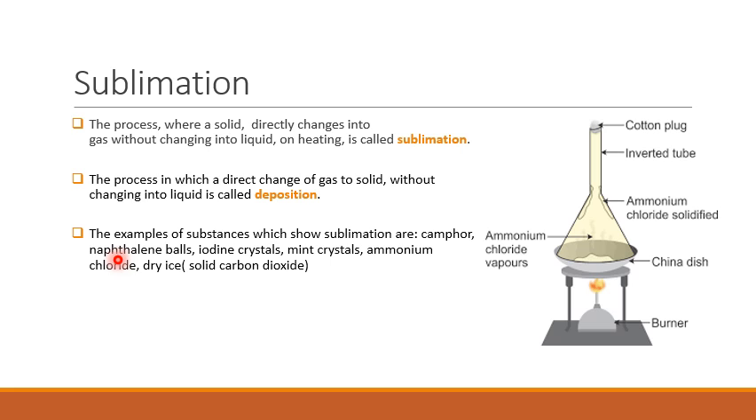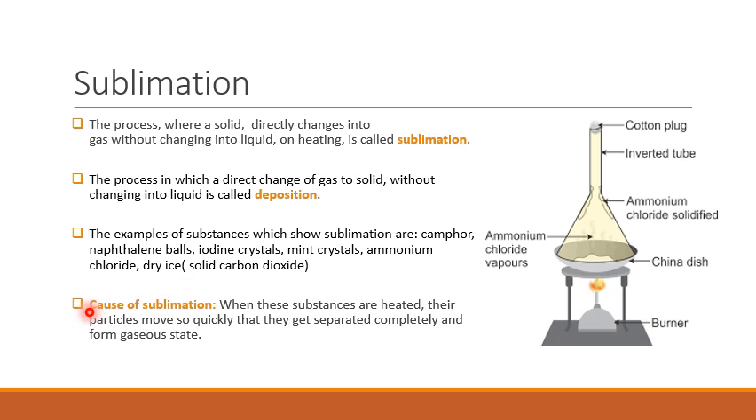in woolen clothes to protect from insects, then iodine crystals, mint crystals, ammonium chloride, and dry ice. Dry ice is nothing but solidified carbon dioxide. Here the carbon dioxide gas directly gets converted into solid, which is known as dry ice, and this dry ice directly gets converted into carbon dioxide gas.